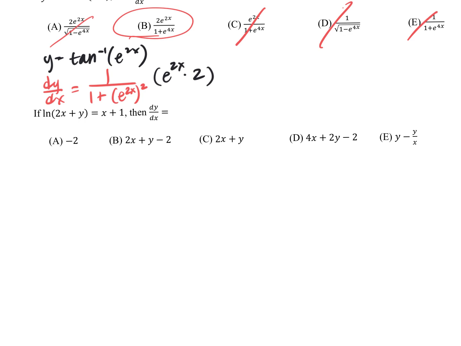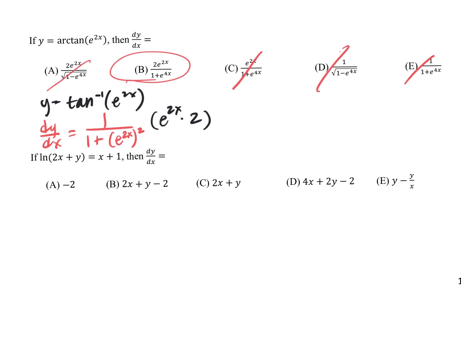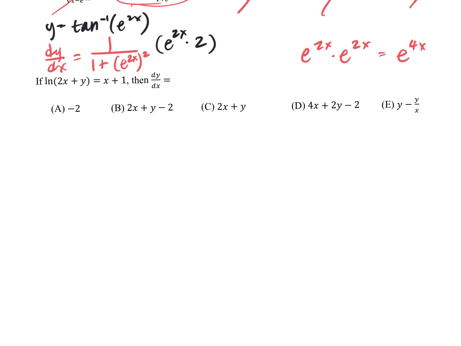Wait, on the last one, why is it not squared on the bottom? Good call. They went ahead and simplified it. E to the 2x squared means e to the 2x times e to the 2x. And when you've got exponents like that, with matching bases, you could add them. 2x plus 2x is 4x. That's where they got that. Or you could just say power to a power, we multiply. 2x times 2 would get me that 4x. Yep. Good call.